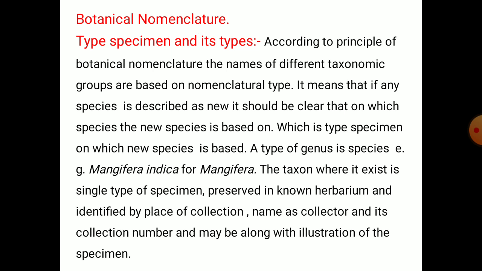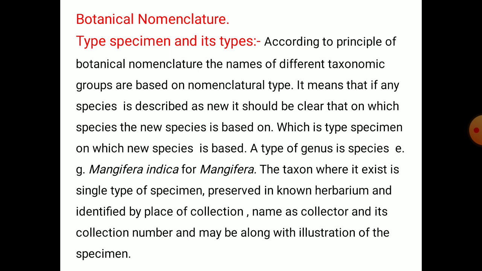If any person is doing research, and within his research, as a taxonomic study of a particular area, he finds numerous species, or finds one of the species which is not similar to the type specimen, then he is supposed to raise it as a new species. But while doing this, it should be clear on which type specimen this new species is directly based. It means which type specimen the new species is based on.